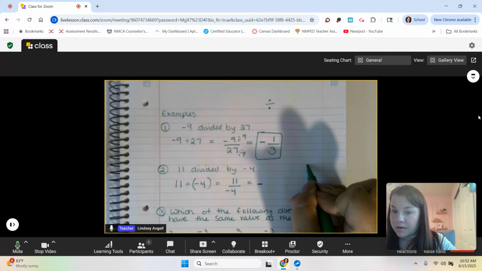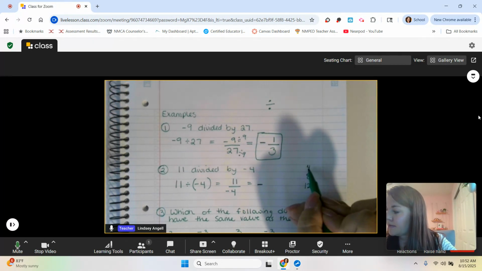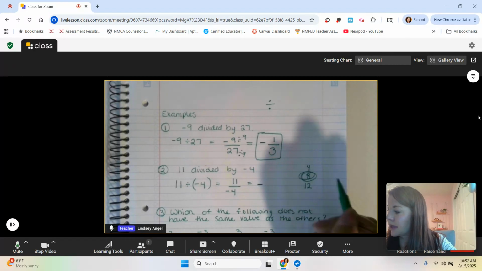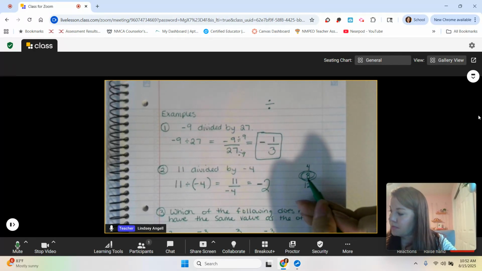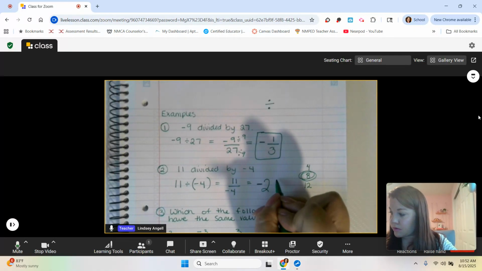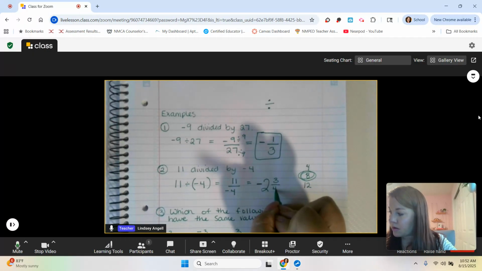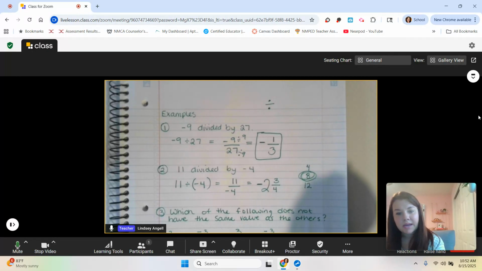I'll write over here, I'll say 4, 8, 12, right? If I use 2 4s, I get to 8. So I use 2 whole 4s. Well, if I'm at 8, how many do I have left over until I get to 11? 3 more out of 4. Ooh, I was so close, right? But, so you could write that as negative 2 3/4.